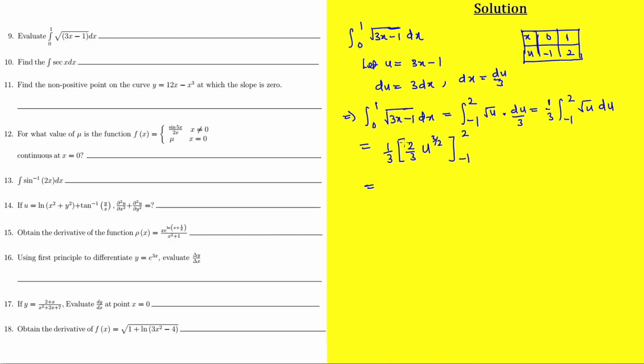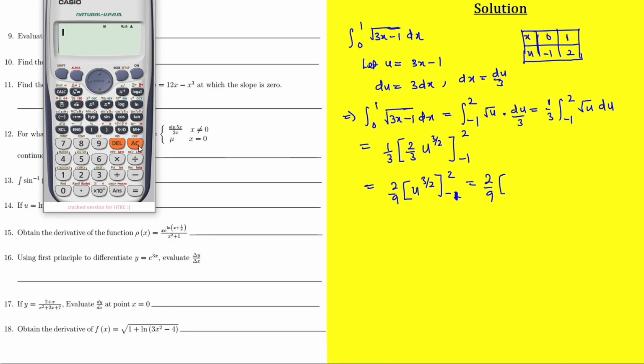And here, this is just 2 over 9, then u raised to the power 3 over 2, then the lower limit and the upper limit. So I need to substitute those two limits inside the argument here. So I have 2 over 9. Then if I substitute 2, I have 2 raised to the power of 3 over 2, which would give us 2 root 2. Okay, so this will give us 2 root 2.